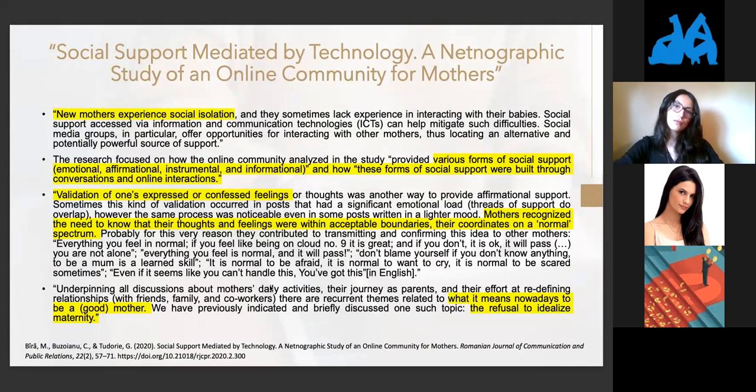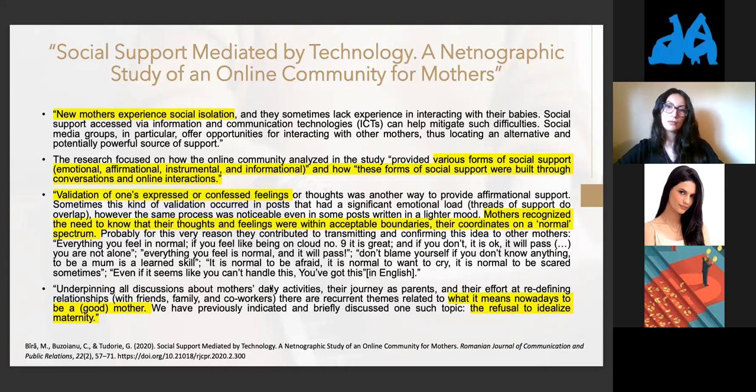Last but not least, in the introductory part of this presentation, I relied a lot on research of our fellow colleagues at the college in Bucharest. They made an ethnographic study of an online community for mothers. It was very enlightening in pointing out some relevant aspects that I took into account when I made my research.